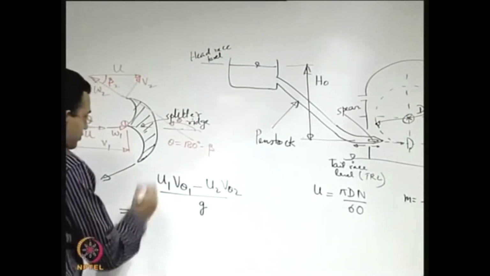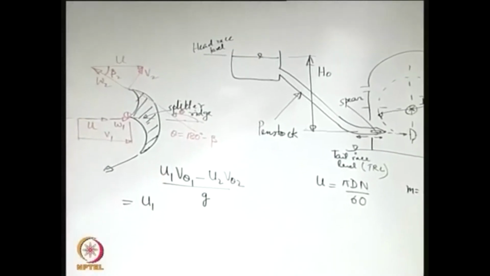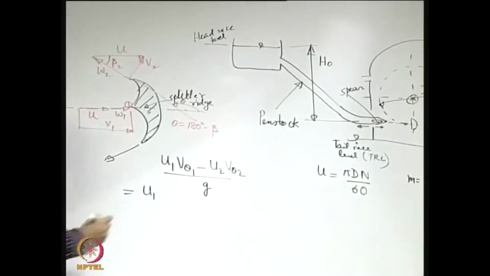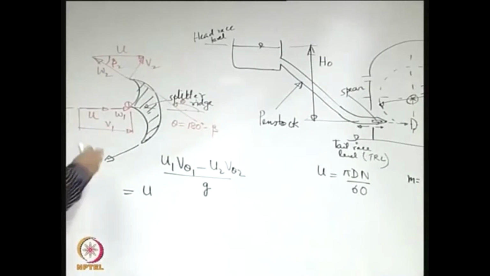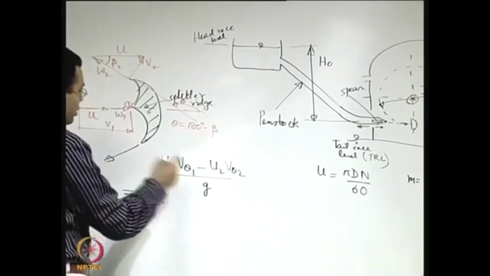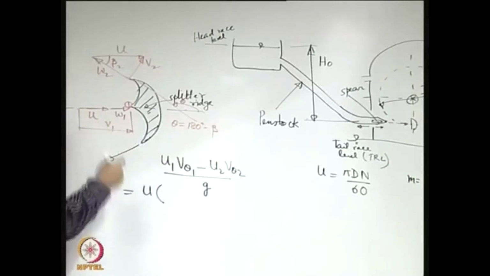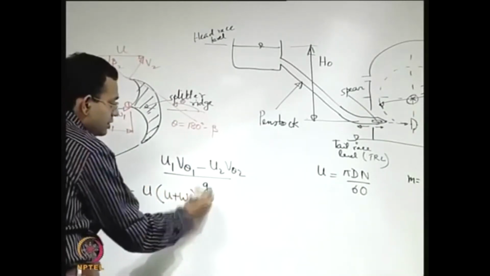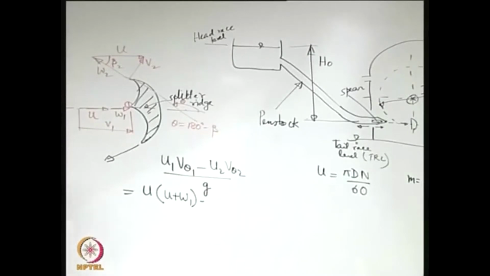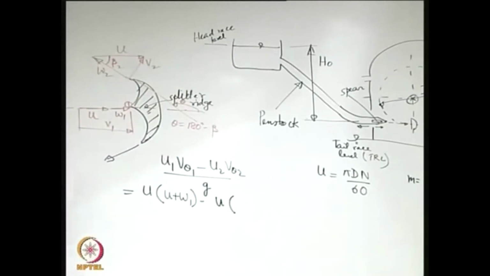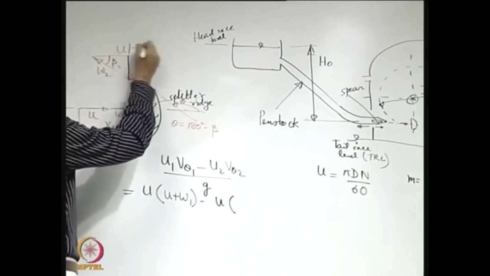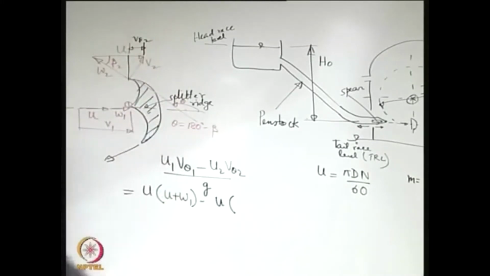So you have u1, what is v theta 1? u1 and u2 are the same as u. In place of u1 we write u, and v theta 1 is the same as v1, that is u plus w1 from the velocity triangle. What is u2? u2 is u. And what is v theta 2? If you consider this triangle, this is v theta 2, so v theta 2 is u minus w2 cos beta 2.